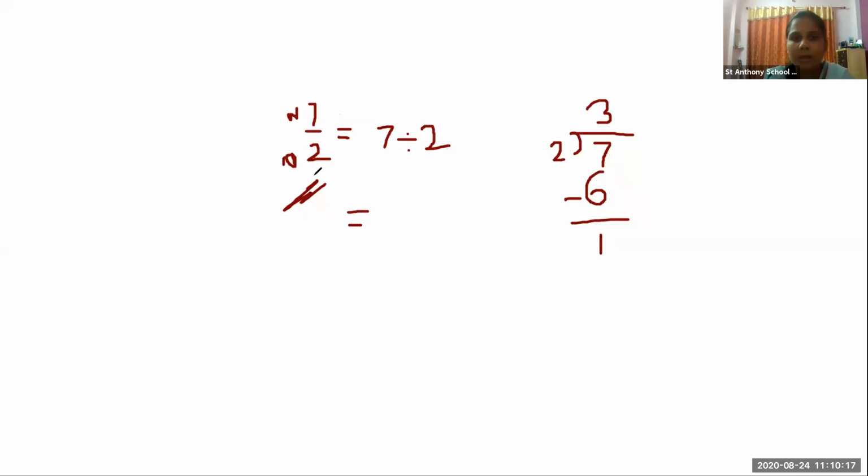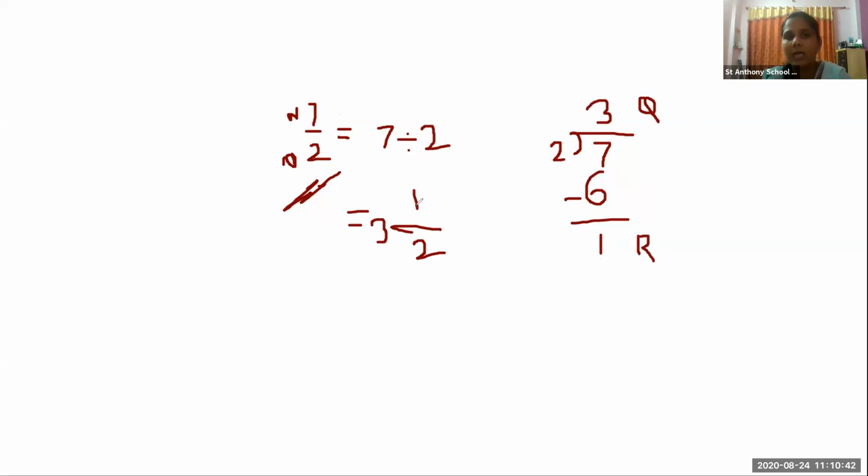Now here the denominator is what? 2. So here we will write 2 as it is. Okay, 2 हम जैसे के वैसा लिखेंगे. Now what is our quotient? Quotient क्या है हमारा? 3. Okay, so we will write quotient in this case, mixed fraction में. And what is our remainder? Remainder is our 1. So we'll write it as 1.